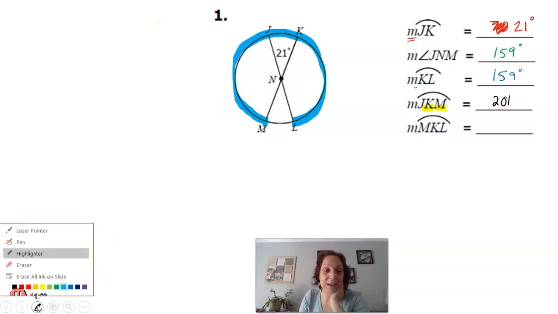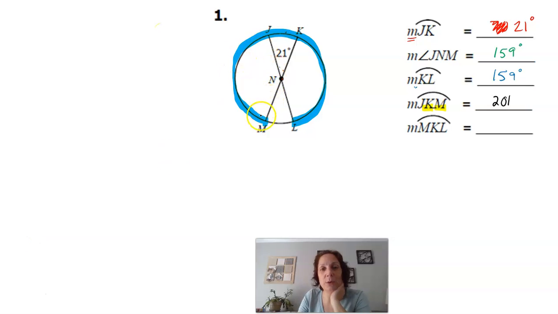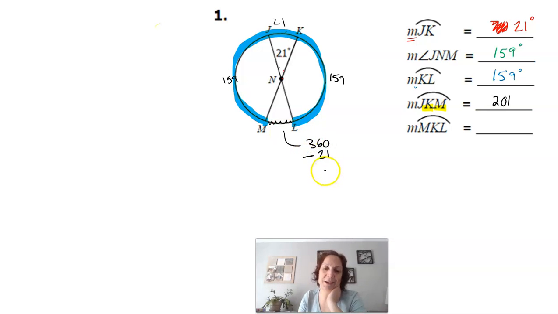So again, you could do this two different ways. You could add up these pieces. This is a 159, this is a 159, and this is a 21. Or you could just say, look, I'm using the whole circle except for this little chunk right here. So why not just say, well, let's do 360, which is the whole circle, minus that one little tiny arc I didn't use. So that'd be 339. I think, for me, that's an easier way to get at it.